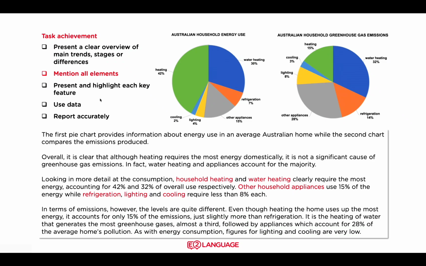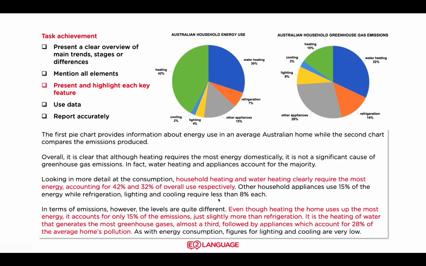Onto the key features. Have I presented and highlighted each key feature? This is in my two little body paragraphs. And this is what I would consider the key features here. Household heating and water heating clearly require the most energy. Notice that quite general statement. Then I've given details, accounting for 42% and 32% of overall use respectively. So that is definitely a key feature of this graph, the two big pieces of the pie.